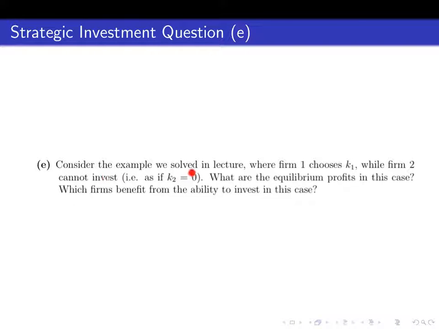Now, consider the example we solved in the lecture where firm 1 chooses K1 while firm 2 cannot invest, as if K2 is equal to 0. What are the equilibrium profits in this case? Which firms benefit from the ability to invest in this case? So, where firm 1 chooses K1 while firm 2 cannot invest.